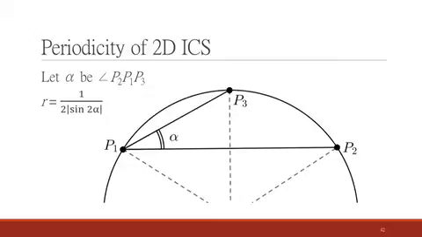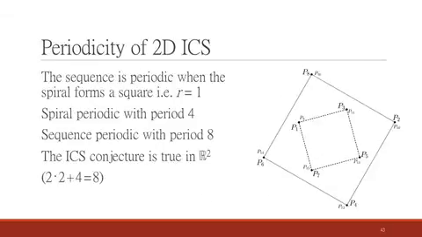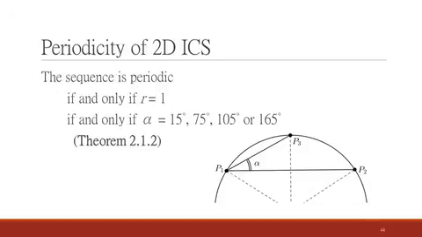Here we define alpha as the angle formed by P2, P1, and P3, and we can express R in terms of alpha. Thus, the sequence is periodic when R is equal to 1, which also states that the sequence is periodic with period 8, and therefore the ICS conjecture is true in 2 dimensions. When R equals 1, it also implies that alpha is only one of the 4 angles as stated.